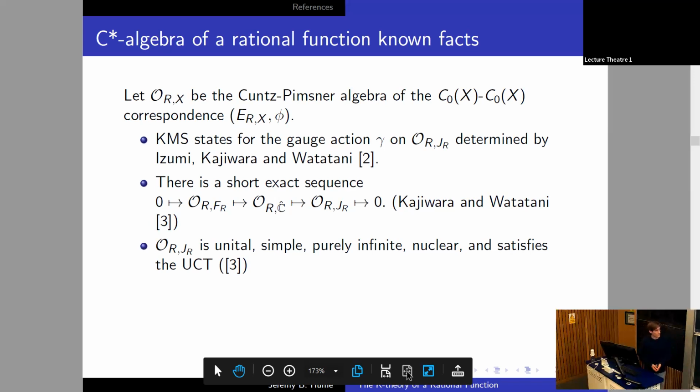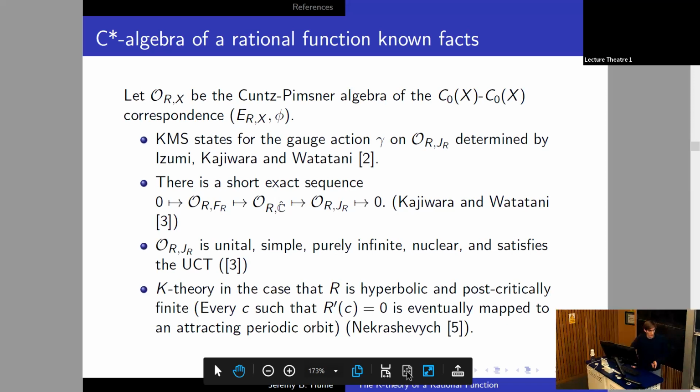So by the Kirchberg-Phillips theorem, it's going to be classified by K0, K1, and the class of the unit in K0. So in my paper, I compute this invariant. But it's been computed already in a certain special case by Nekrashevych when the map R is hyperbolic and post-critically finite. So I won't say what that is, but it turns out there's only countably many rational functions that satisfy this hypothesis. So it's not really showing the whole picture.